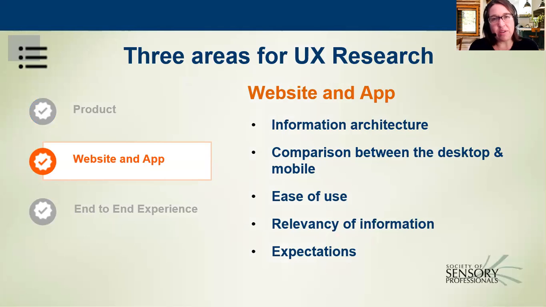For UX research, we also look at websites and apps, things like the information architecture. We could compare the desktop version to the mobile version. We're looking for how easy it is to use, if the information that users find is relevant, and also learning a bit more about what users' expectations are about a website and app and the kind of information they're interested in finding there.